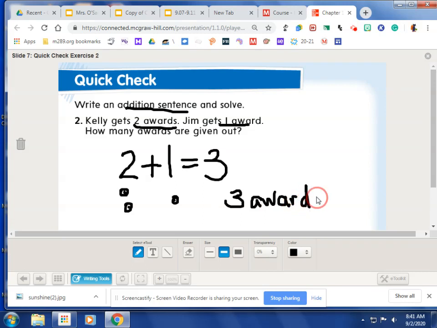I don't know about you guys, but I actually think I might be getting a little bit better writing with a mouse. It's not perfect, but it's okay. Here we go.